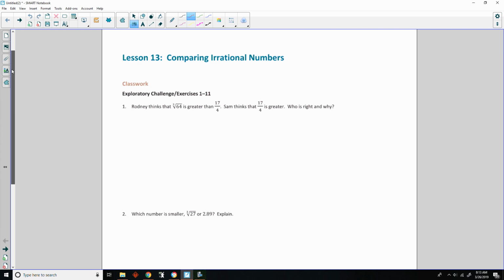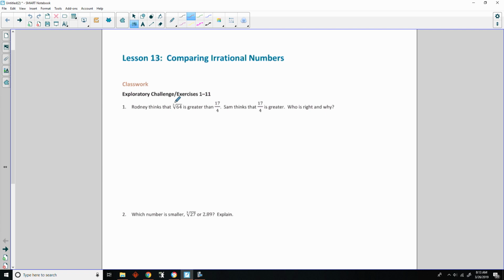Okay. Irrational numbers means they cannot be represented as a ratio. This is rational. This is irrational. Or is it? Anyway, here we go.